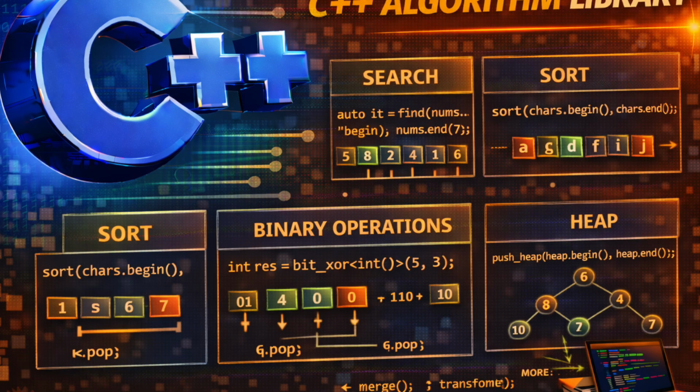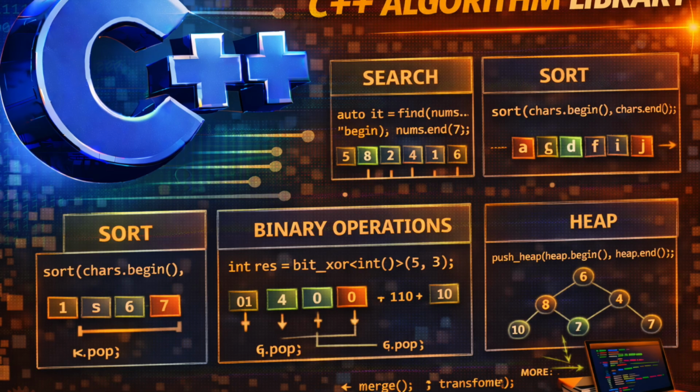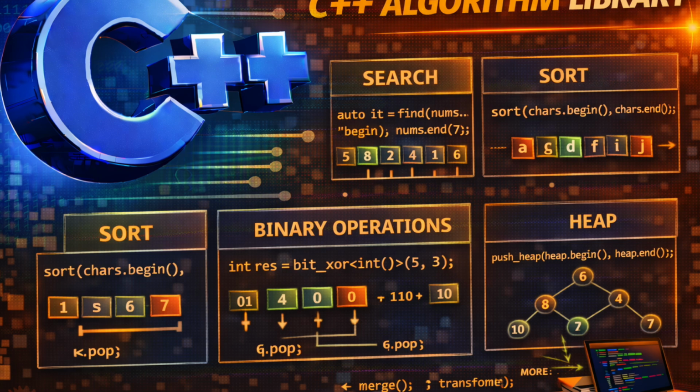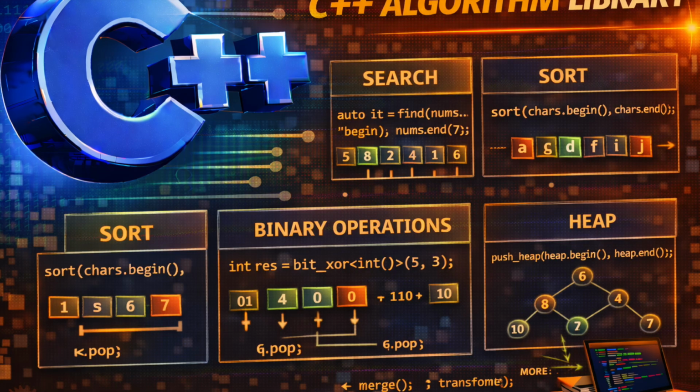Right. So the set operations. To merge data, you've got std::set_union. It computes the union of two sorted ranges, giving you a single range with all the unique elements from both. And for finding what's common between them, there's std::set_intersection. It returns only the elements present in both ranges. Super useful for data comparison.